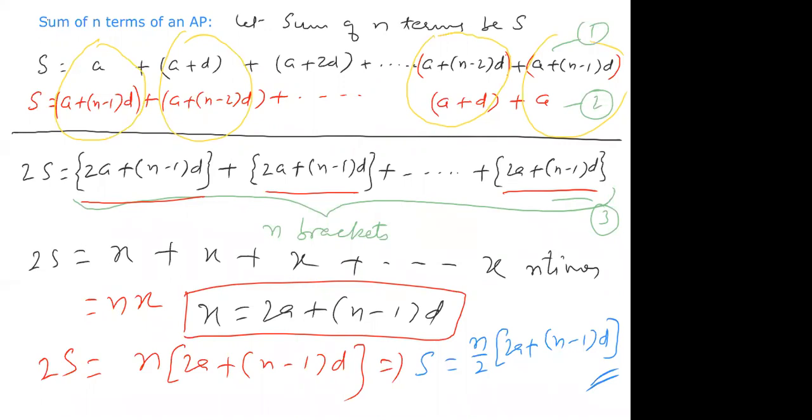If I add x plus x 2 times, it is 2x. x plus x plus x 3 times is 3x. x plus x plus x plus x n times is nx. So to add this, one simple thing I have done: I have taken the value of this bracket, 2a plus n minus 1 into d, as x. So every bracket is x, and s is x plus x plus x, n times. So this will be nx. Finally, I put the value of x, so nx is equal to 2a plus n minus 1 into d, and then divide by 2. So s, the sum of n terms, is equal to n upon 2 into 2a plus n minus 1 into d.